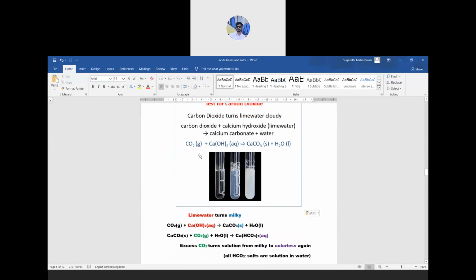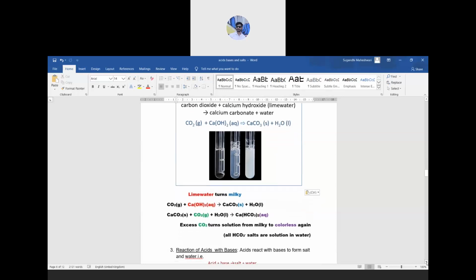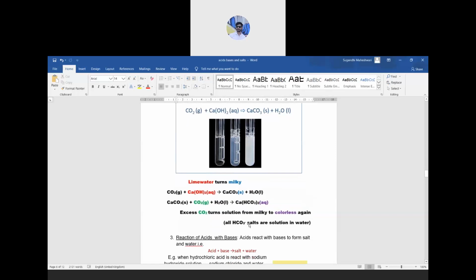Carbon dioxide plus calcium hydroxide, that is our lime water, will form calcium carbonate. As you can see, when carbon dioxide is bubbled into calcium hydroxide or lime water, milkiness appears, which is because of the formation of calcium carbonate. And when excess carbon dioxide is passed, the milkiness disappears because it leads to the formation of calcium bicarbonate.